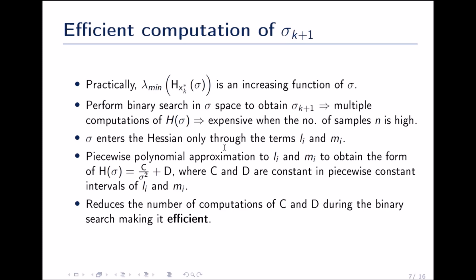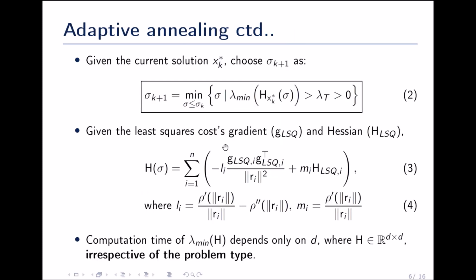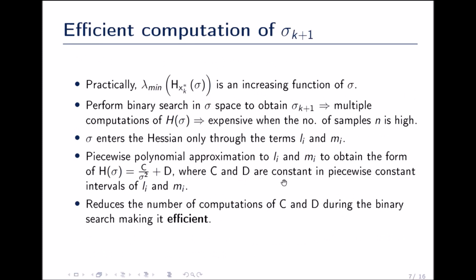But this can be made efficient by looking at the expression of the Hessian and the fact that the sigma enters the Hessian expression only through the terms Li and Mi. Therefore, we propose to do a piecewise polynomial approximation to Li and Mi, which will ensure that h of sigma is equal to c by sigma square plus d, where c and d are piecewise constant matrices in the piecewise intervals chosen for Li and Mi.